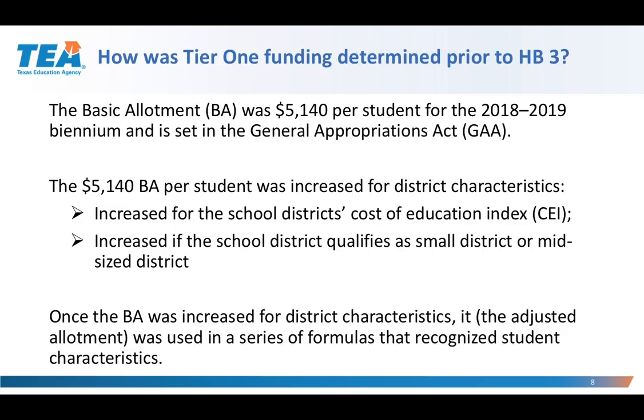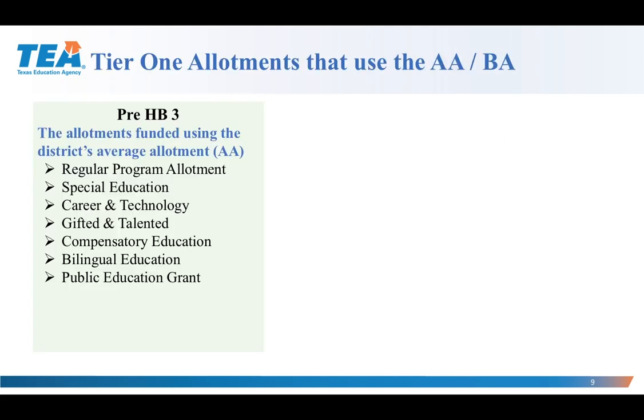A district's Tier 1 allotment was derived by increasing the basic allotment of $5,140 per student by certain district characteristics, including the district's CEI and a small or mid-sized factor if applicable. And that amount, known as the adjusted allotment, was used in a series of formulas that recognized student characteristics. Prior to HB 3, there were 7 Tier 1 allotments that used the adjusted allotment to calculate funding. Note the high school allotment, NIFA, and transportation were calculated independent of the basic allotment.